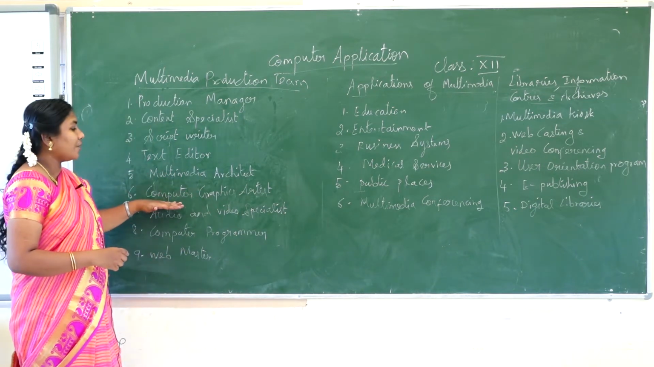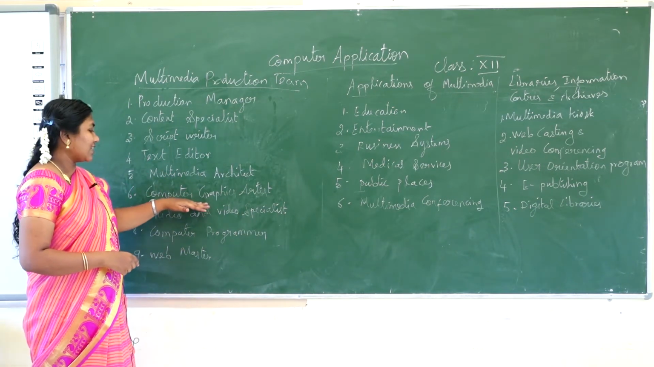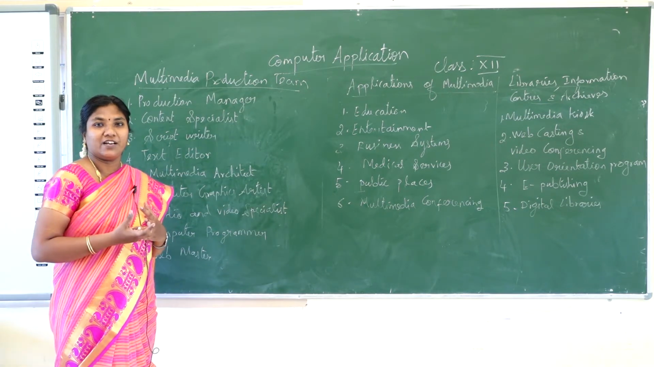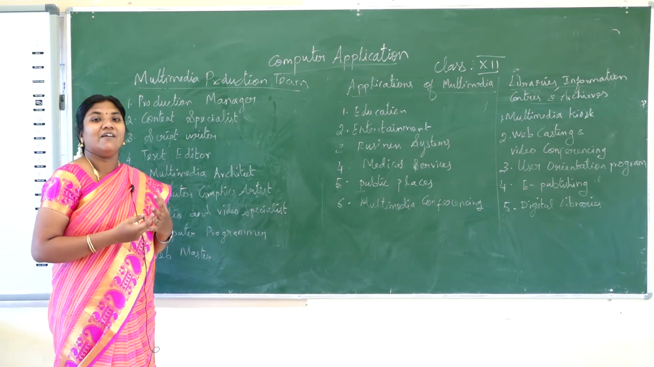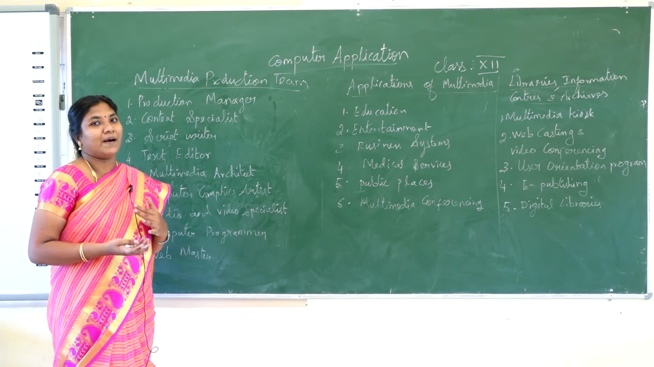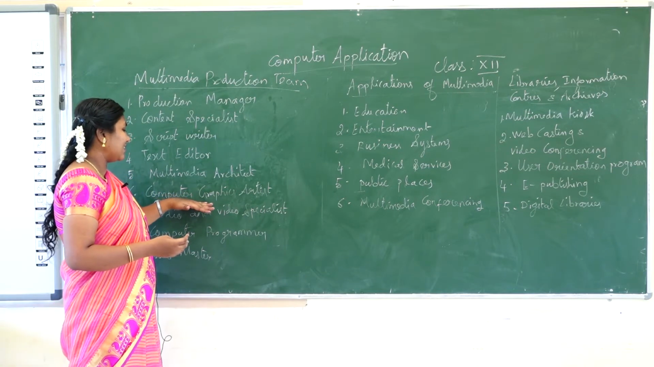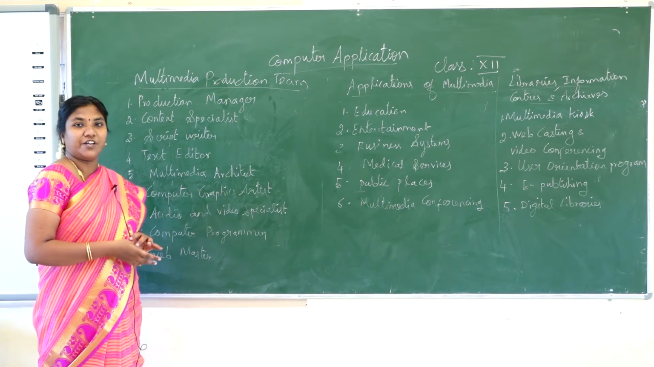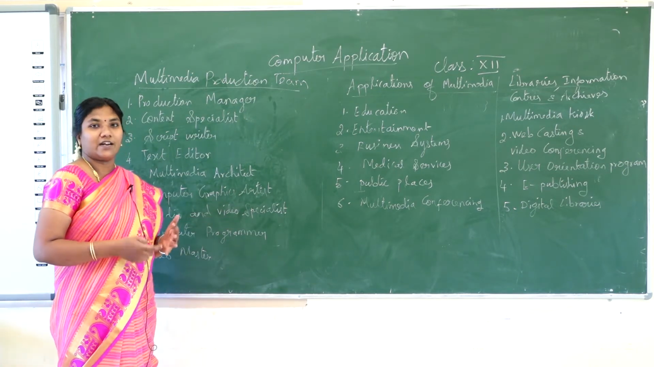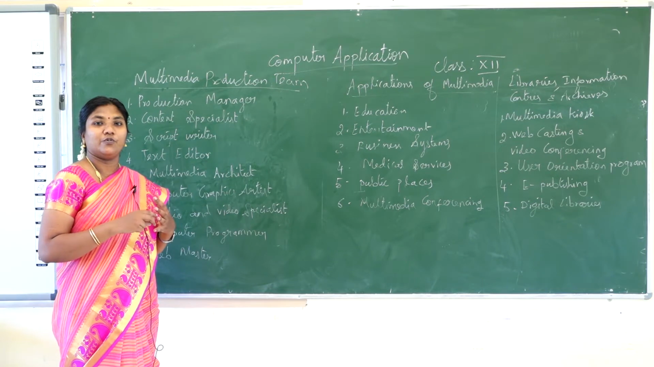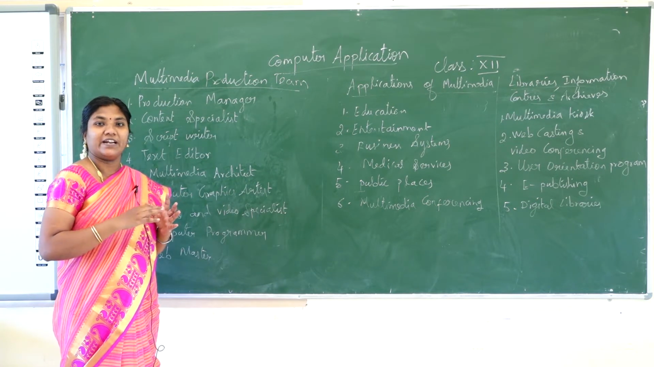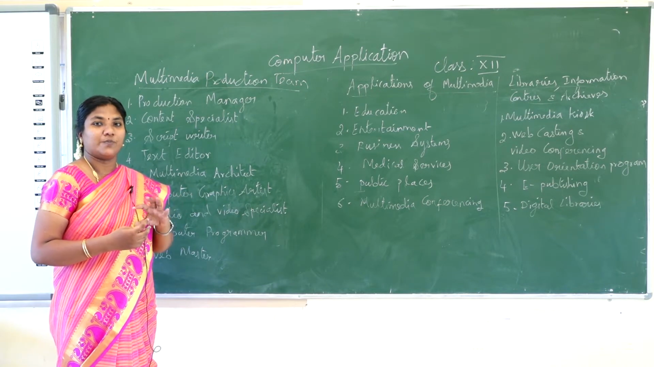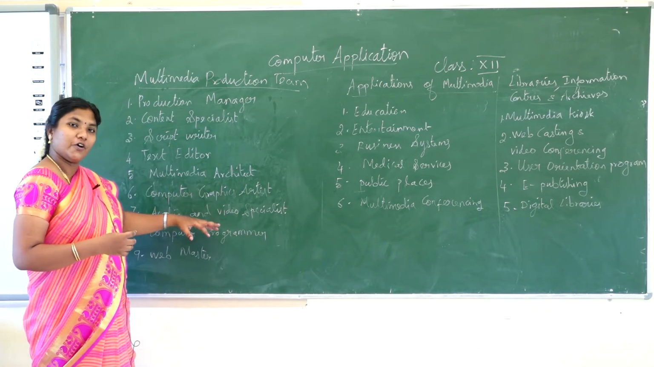Next, the computer graphics artist. He decides the type of animation, whether it must be a 2D animation or a 3D animation, whether it must be a frame animation or a path animation. Everything is determined by the computer graphics artist. The next one is the audio and video specialist. These people do the recording and the editing, and they cut short anything that is not needed for the user. That is done by the audio and video specialist.